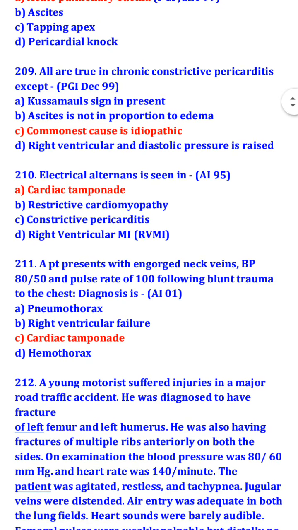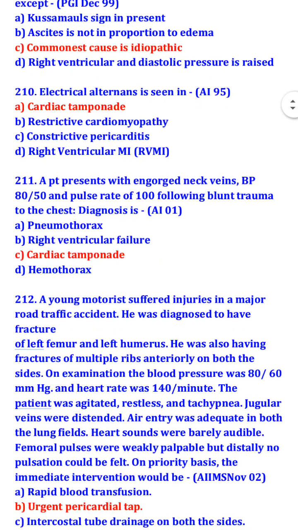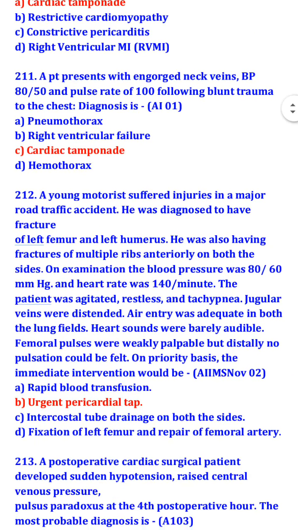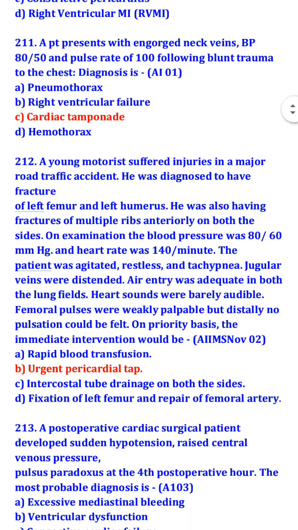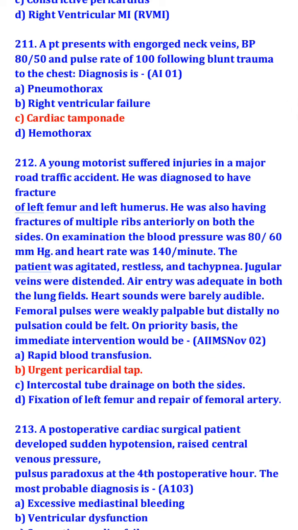A patient presents with engorged neck veins, BP 80/50 and pulse rate of 100 following blunt trauma to the chest. Diagnosis is cardiac tamponade. A young motorist suffered injuries in a major road traffic accident. He was diagnosed to have fracture of left femur and left humerus. He was also having fractures of multiple ribs anteriorly on both sides.